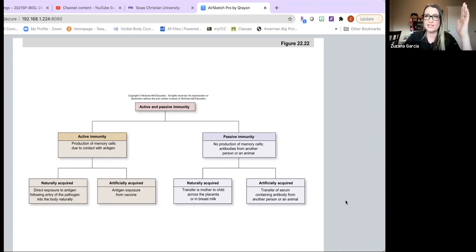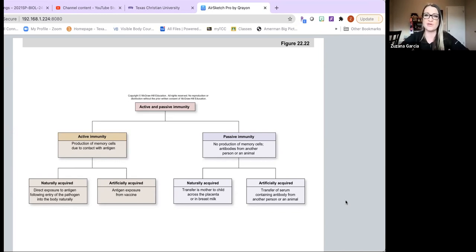Passive immunity is where your body is not making those antibodies itself. There is a naturally acquired passive immunity, and this involves a mother and a child. So it's either antibodies passing through the placenta to the fetus, or antibodies going from the breast milk to the infant. Okay, that's naturally acquired passive immunity. The baby is not making the antibodies, but it's receiving those antibodies from the mother. So we consider that naturally acquired passive immunity.